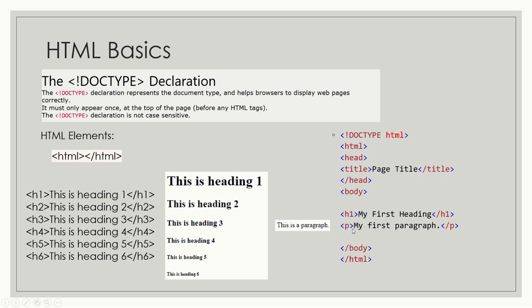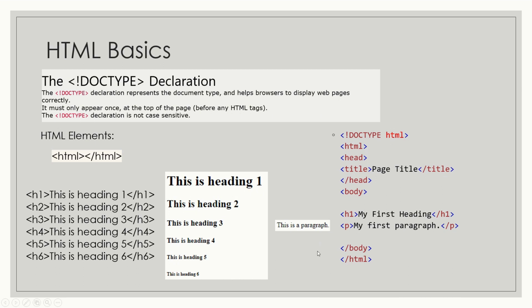And then next, we're going to learn about the paragraph. A paragraph is just regular text. If you want to put some regular text on the web page, without any style or anything, you have to use the p tag. Okay, simple enough. P for paragraph.